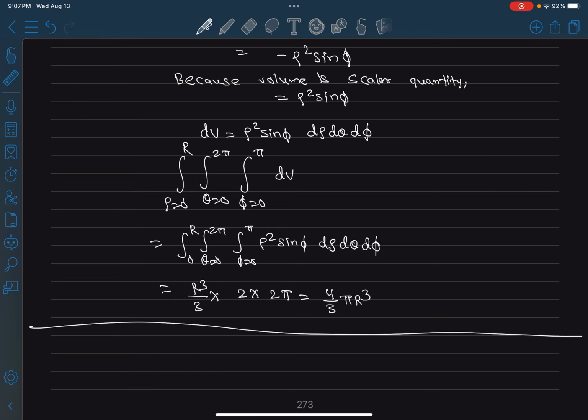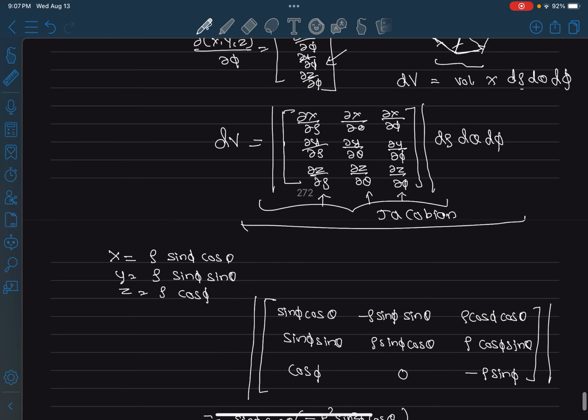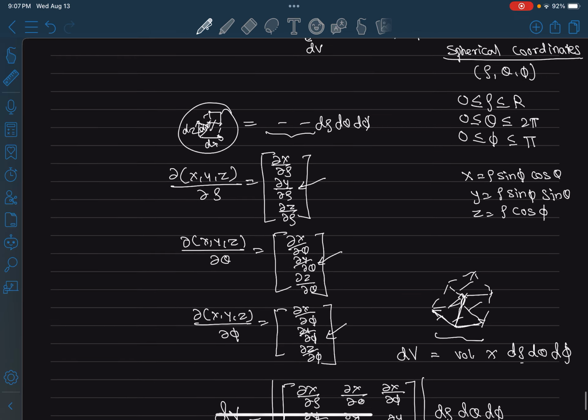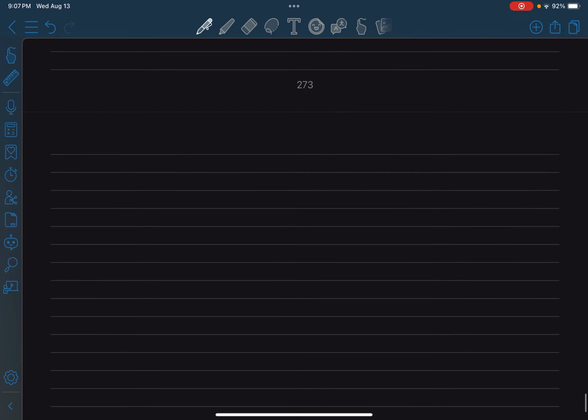So we see for volume, it was actually easy, right? We just had to find out what volume is covered when there's a small change in theta, phi, and r. And then we found it, right? Now the approach will be the same, now to find the surface area of this sphere.